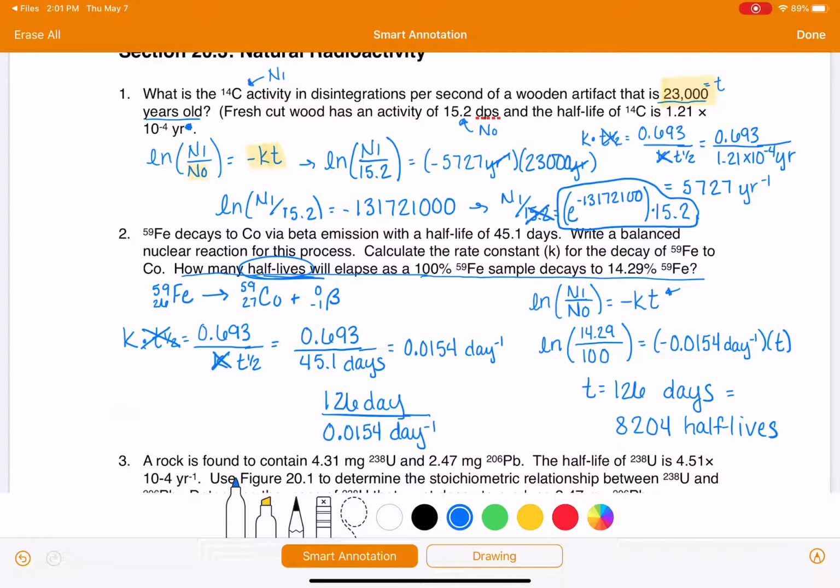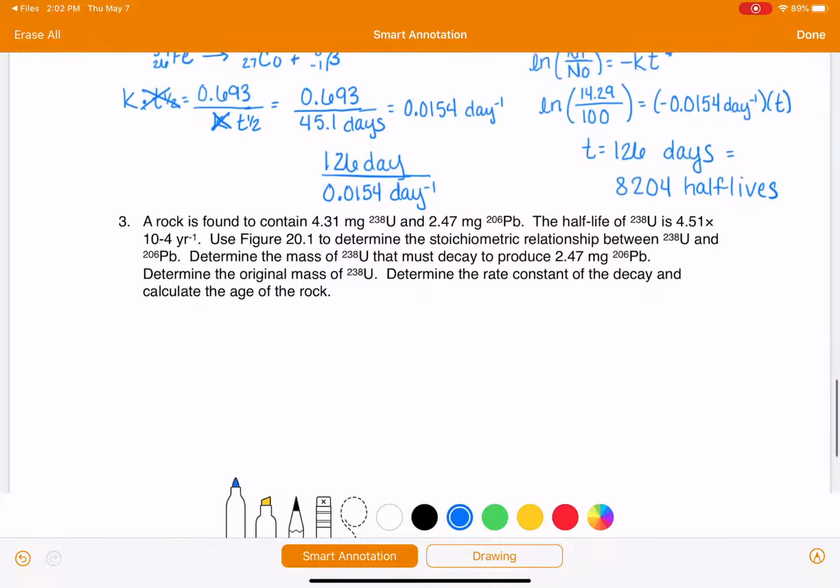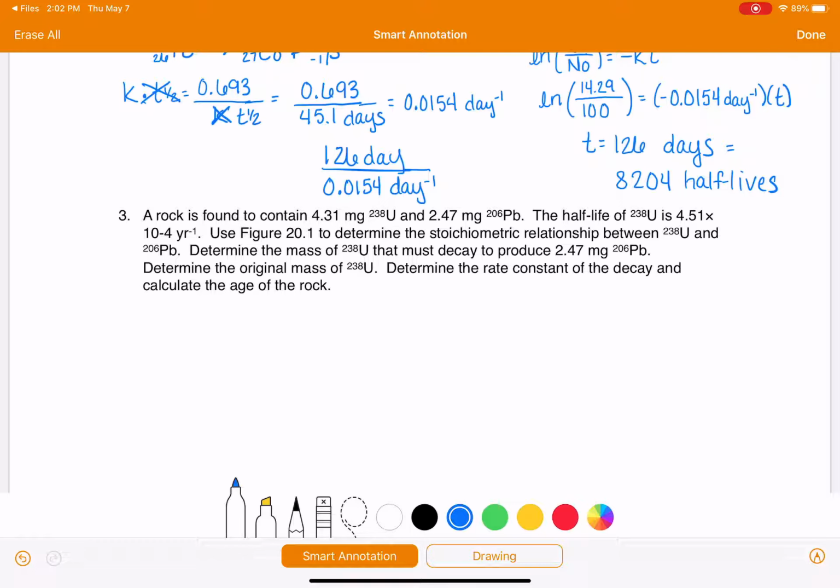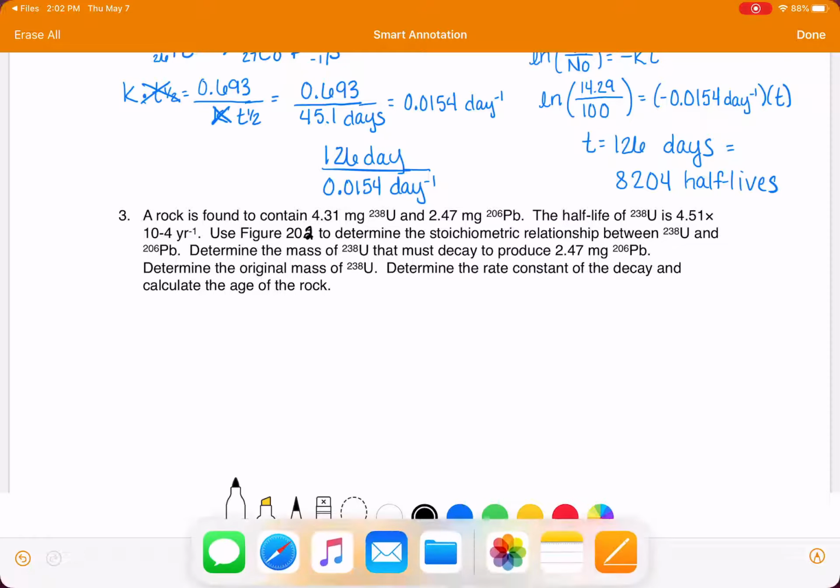Right on. So moving on to problem number 3, we have a rock, and it contains some uranium and some lead. And we're given the half-life of the uranium. And we need to, first of all, use figure 20.1. That's from an old edition. We're going to be using figure 20.2 to determine the stoichiometric relationship between the uranium and the lead. Let's go take a look at that figure.